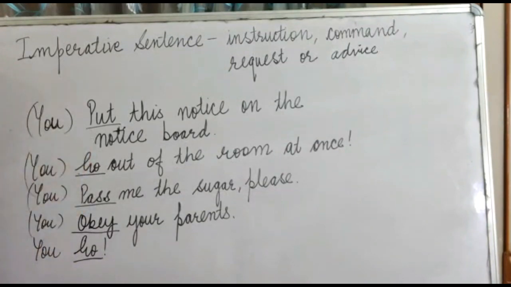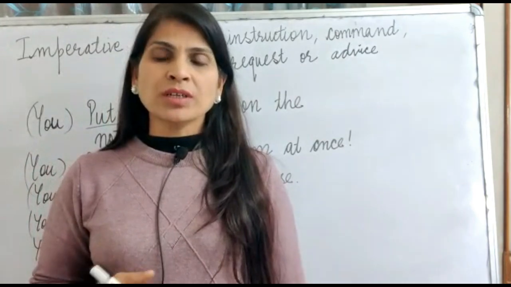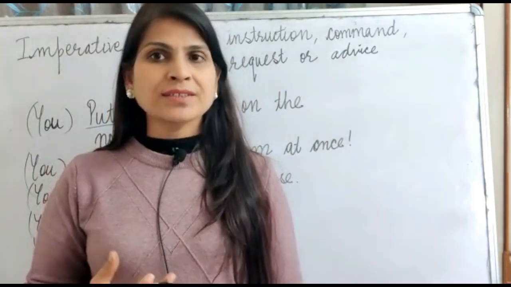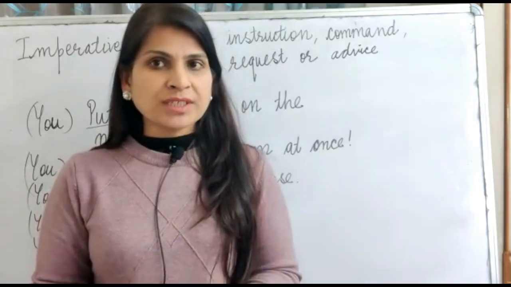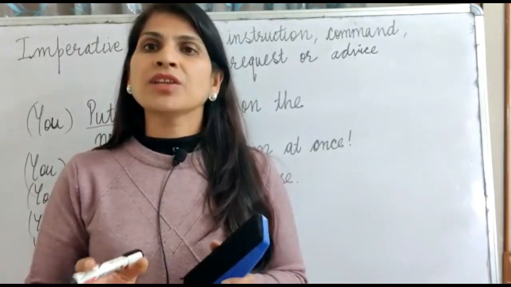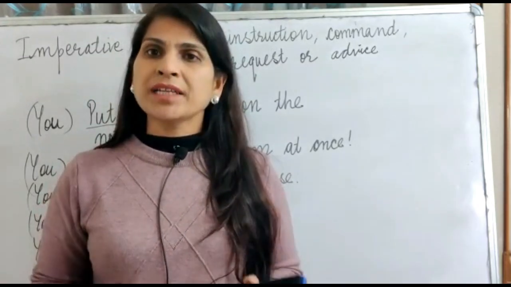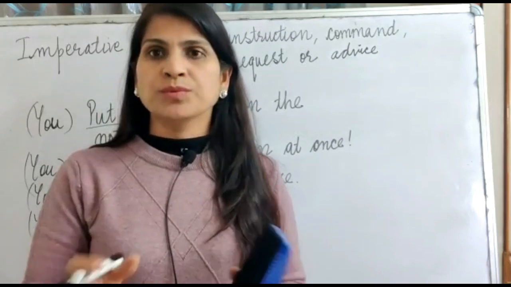Now we see that we have found the subjects also in these sentences, and we also have the verbs. So we can call them the complete sentences, and these are the imperative sentences. In imperative sentences, the subject is not directly mentioned. It is just implied. Means that we have not mentioned it, but it is suggested that the subject here is you. So in imperative sentences, the subject is always you.